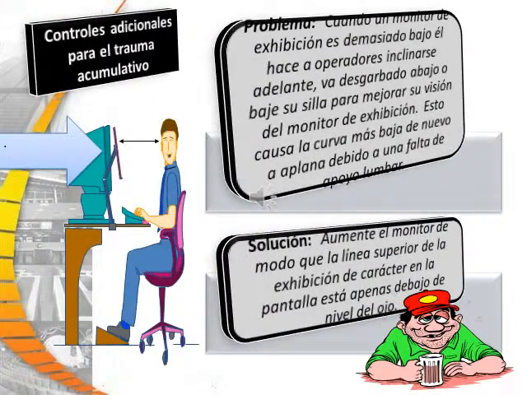Problem. When a display monitor is too low, it causes operators to lean forward, slouch down, or lower the chair to improve their viewing of the display monitor. This causes the lower curve of the back to flatten because of lack of lumbar support. The solution is to raise the monitor so the top line of the character display is just below eye level.